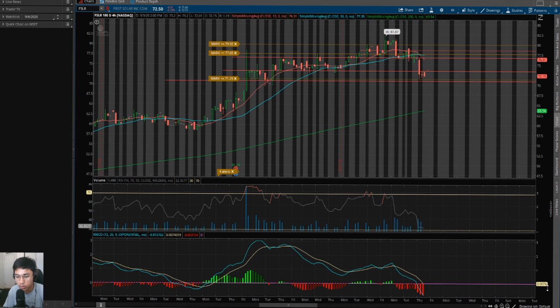I'm planning for tomorrow, which is Friday, September 4th, 2020. The first thing before I plan my trade is I have to do my analysis. I like to do my homework, my analysis, first. So we're going to look at how I analyze my charts for tomorrow. Tomorrow, look at the FSLR ticker symbol.